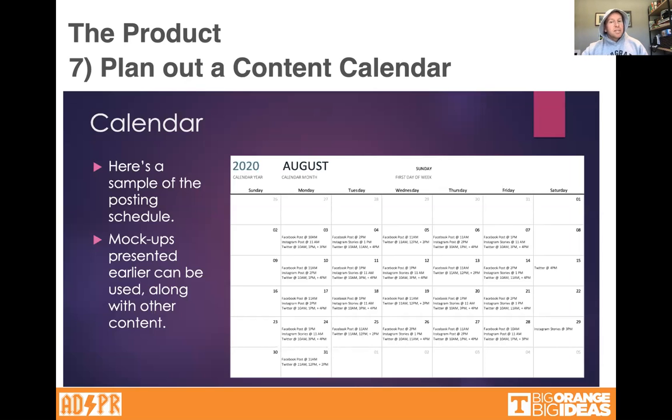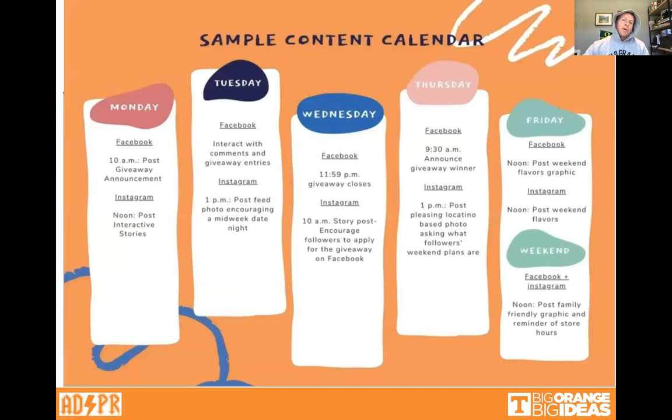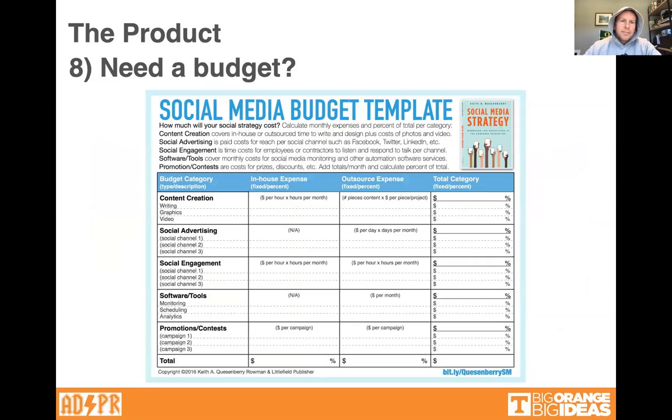So it could be very specific like this, or it could be general. Hey, most Mondays at 10 a.m. we're going to post a giveaway. Instagram noon, something interactive to get some customer engagement, stuff like that. Some kind of calendar that provides guidance for structuring when you'll put your content out there.